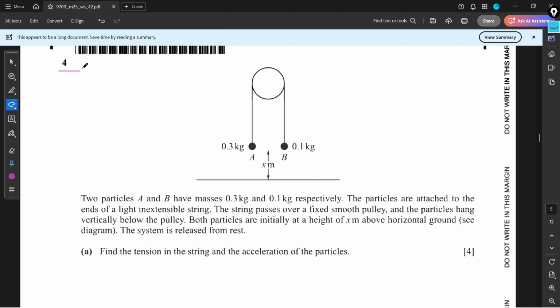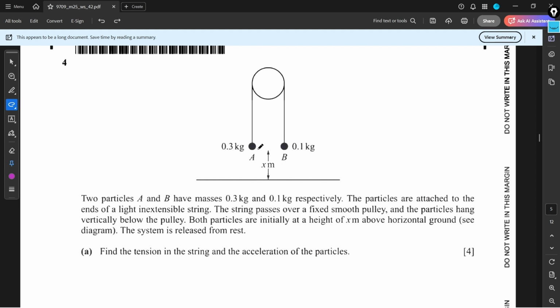And now moving towards the fourth question, it's a repetitive question where we know that this kind of situations are given in a lot of different past paper questions. So over here, because the object A is heavier than the object B, object A is going to travel down and object B is going to travel upwards. Initially, both of them are at rest and the distance from the ground before the motion is x meters. And then in this case, we have to find the tension in the string and the acceleration of the particles the moment the system is released from rest.